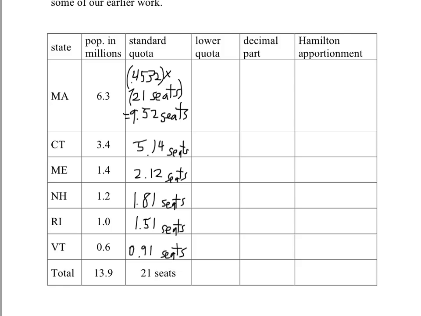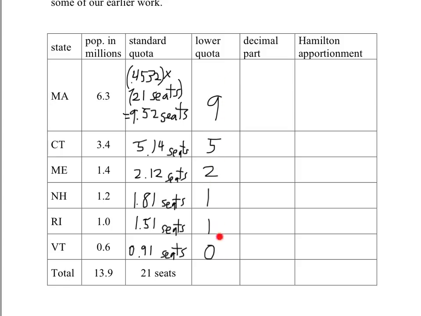And from there, we can then fill in the lower quotas. Okay, so it is possible to have a lower quota of 0. So Vermont has a standard quota a little bit less than 1. Okay, so fine, rounded down, that becomes 0. So each of these is the standard quota rounded down.